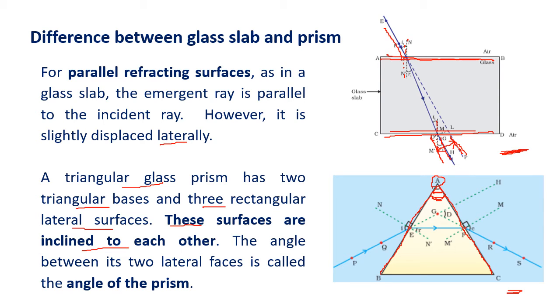Now what you can observe here, this is the incident ray. At the first surface it is bending, at the other surface it is bending. If there was no prism, the light would have gone straight, but it has bent. The bending here is called angle D, or the angle of deviation. In a glass slab, the incident ray and the emergent ray are parallel. In a prism, they are not parallel, but they make an angle which we call the angle of deviation.